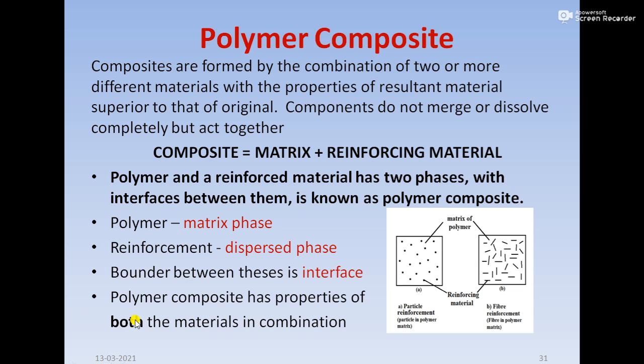So a polymer composite has properties of both the materials in combination. The boundary between these two phases is called the interface. So you can see the definition: polymer and the reinforced material having two phases with an interface between them is known as a polymer composite.